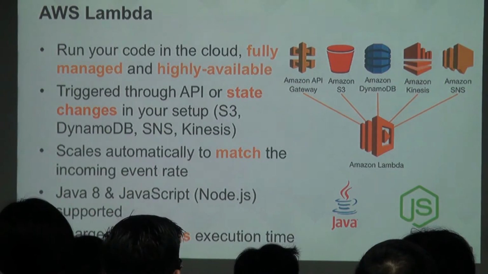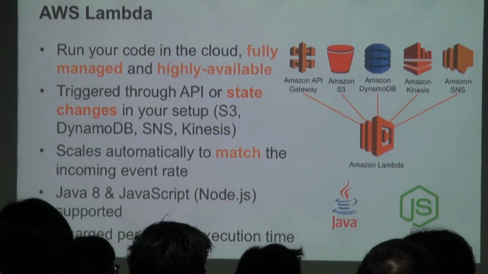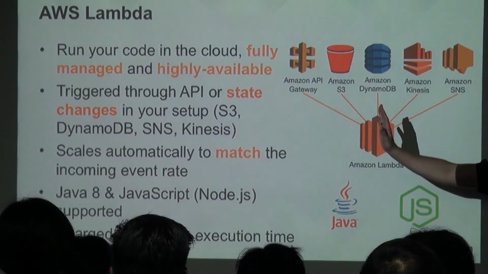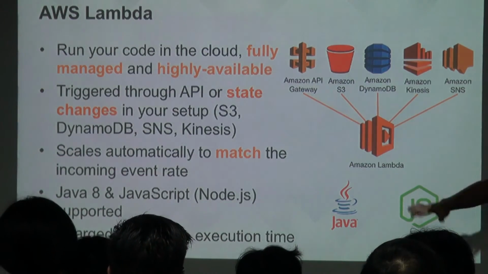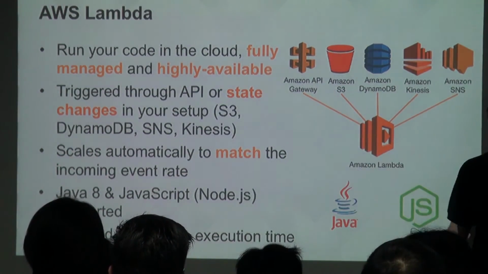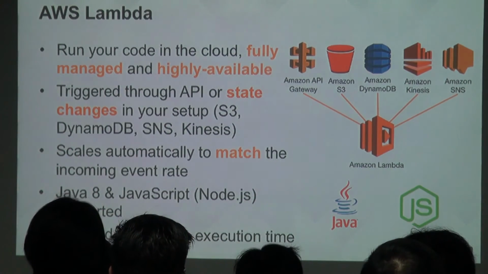So we fully manage this across multiple availability zones, and we scale it up to match any kind of event throughput rate that you have. If you want to throw 1 million events per second in there, it's going to get executed 1 million times through Lambda. The good news for you, because then you're going to ask me, well, isn't that expensive?